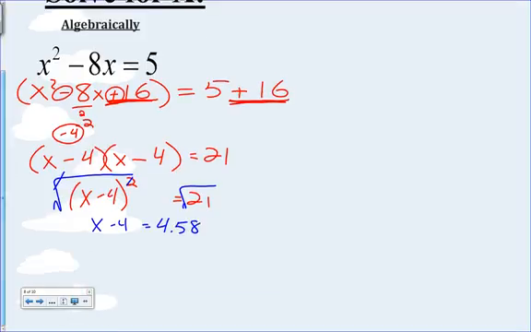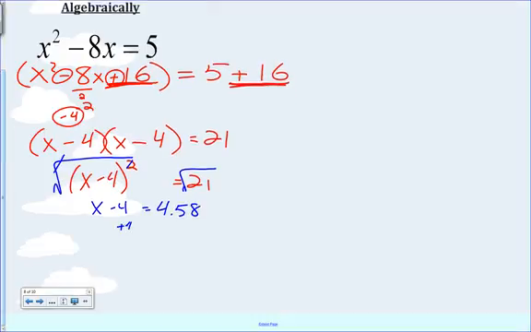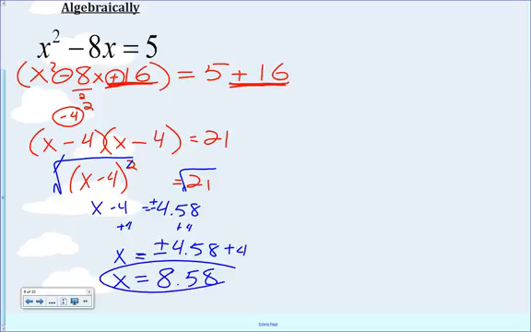And we solve for both of them. We're going to add 4 to both sides. Positive or negative 4.58, plus 4. So, x could be 4.58 plus 4, which would be 8.58. Or negative 4.58 plus 4 would be negative 0.58.